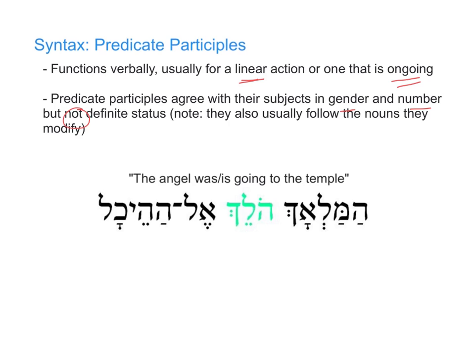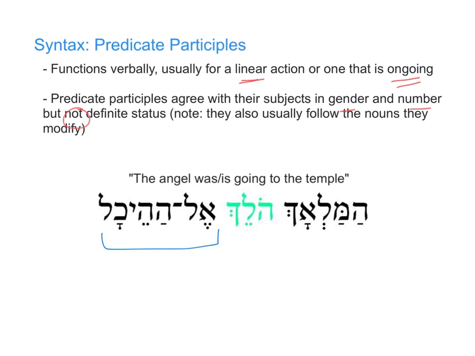But the big tell of the predicate participles, as with the predicate adjectives, is disagreement in their definite status. So let's look at this example here. Hamalach holech el hahekal. All right, if we want to translate this, we could probably parse out a few of these things. We start with what we know. Let's start at the very end. Why do we start here? To the temple. El to ha-hekal, the temple.